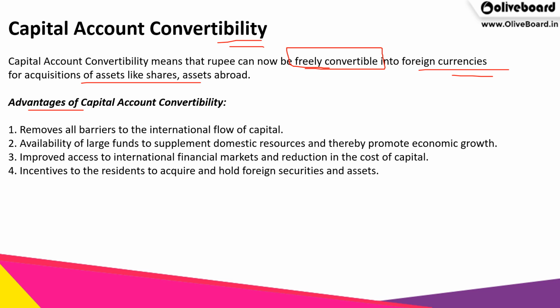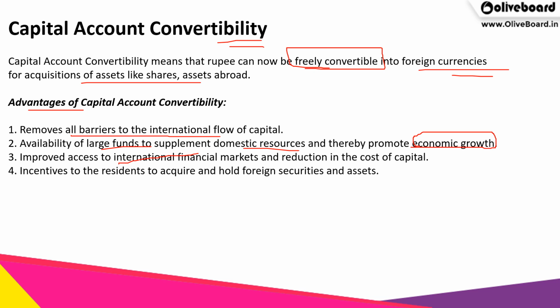The advantages of capital account convertibility are that it removes all barriers to the international flow of capital. Anyone from any country who wants to come and invest in India can come and invest in any of the sectors, be it the primary sector, industry sector or service sector. There will be availability of large funds to supplement the domestic resources, and it will promote economic growth. Since people from other countries can come and invest in our country, there will be a large fund available to conduct economic activities, and hence there will be huge economic growth.